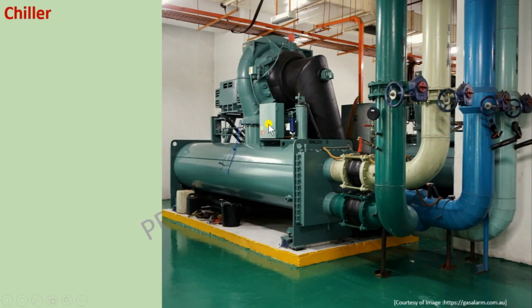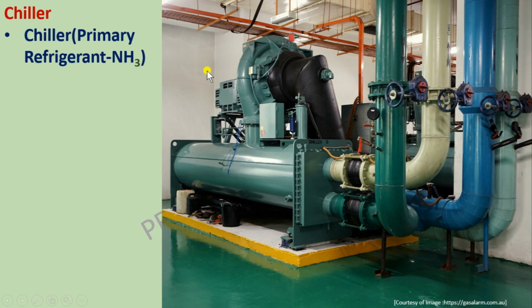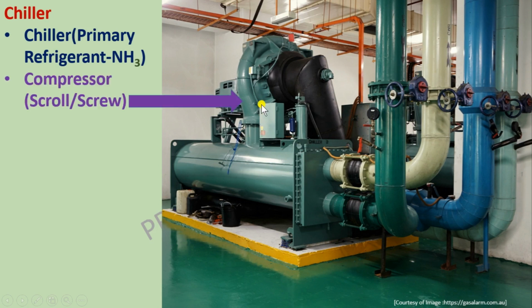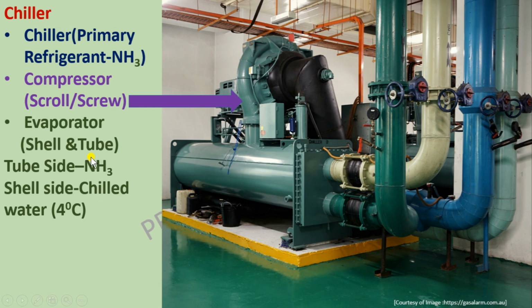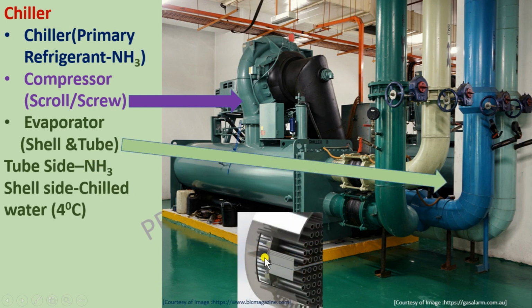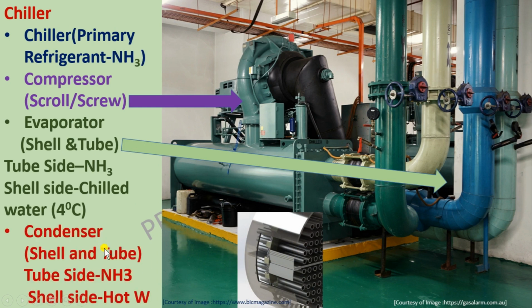This is the actual photograph of chiller, which uses ammonia as a primary refrigerant. It uses compressor of scroll or screw type because of having high pressure and high cooling capacity in TR. It uses evaporator of shell and tube type. So it has ammonia on the tube side and chilled water on shell side. Condenser is also here of shell and tube type. So here tube side is ammonia as a refrigerant and shell side is hot water.